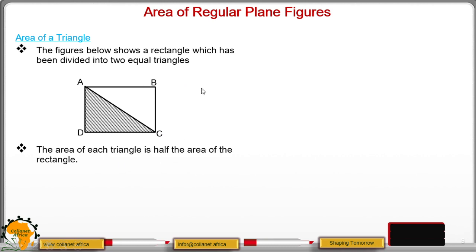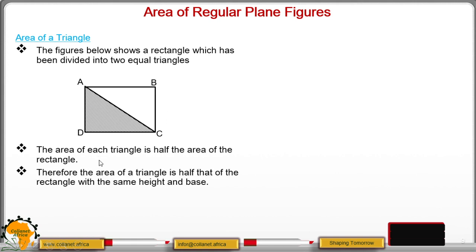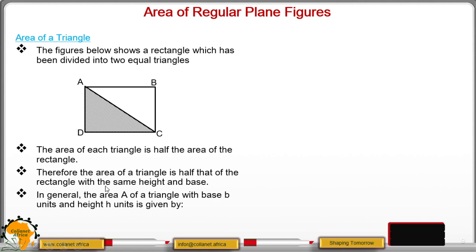Now, to get the area of this, the area of each triangle is half the area of our rectangle. And we have seen that the area of a rectangle is length times breadth. Therefore, in general, we can say that the area A of a triangle with base B units and height H units is given by a half B H square units. Remember, B is the base and H is the height.